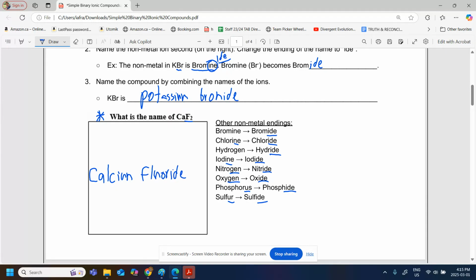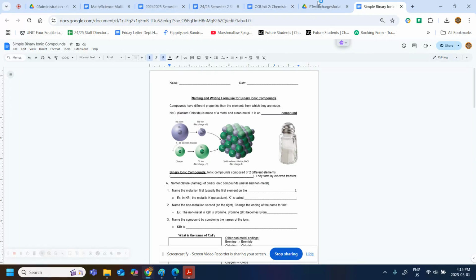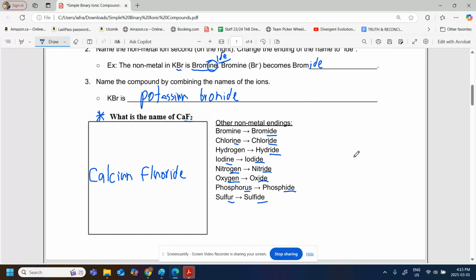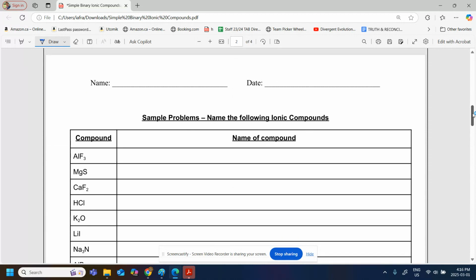If you can't remember the names, they're in your periodic table. When you go to the periodic table, you'll see the name written at the bottom. So for example, you'll see that Ca is calcium, and you'll see fluorine, and you'd change that to fluoride. So you have to know how to make use of your periodic table. All the names are there. By now, you should know names at least for the first 20 elements. The more you practice, the more you'll know. So that's how to name binary ionic compounds.